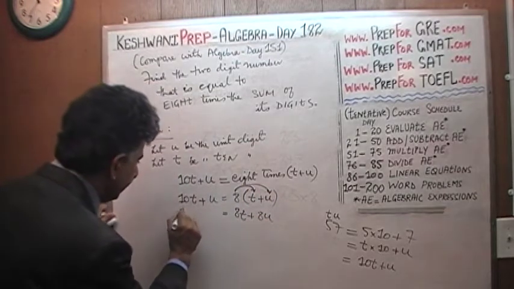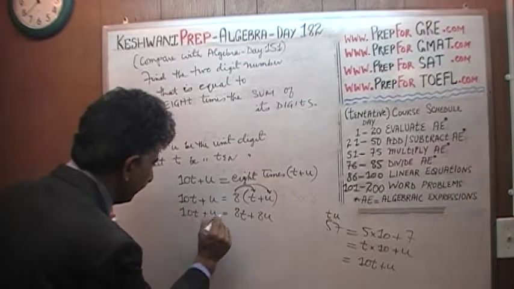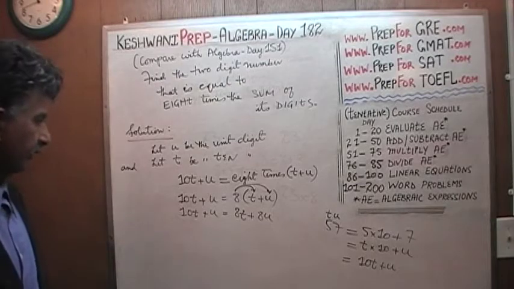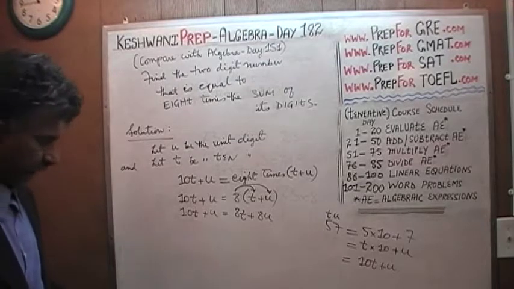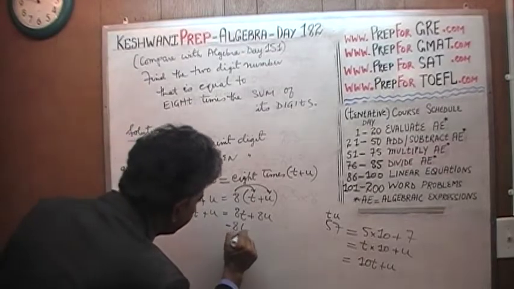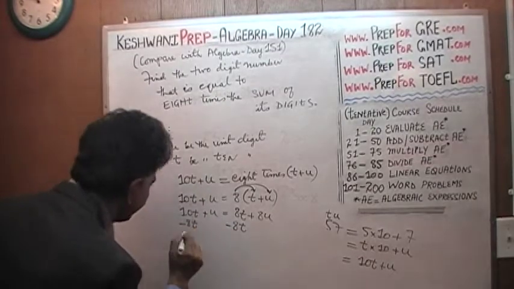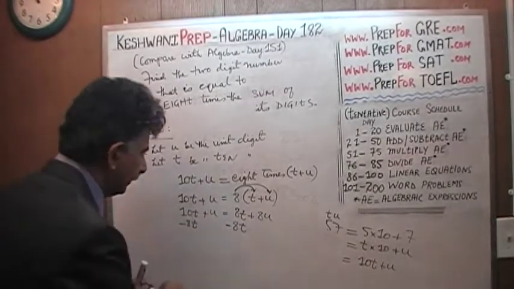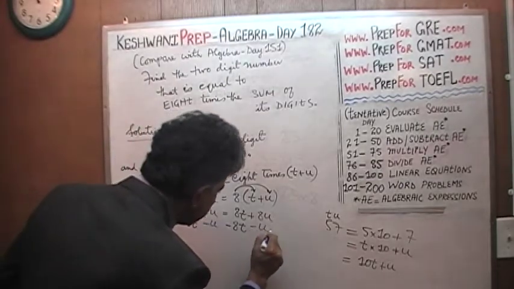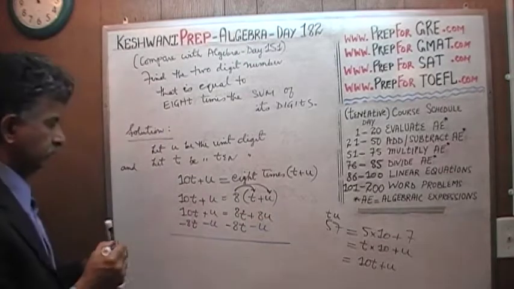Here we have 10t plus u. Bring all the t's on one side and all the u's on the other side. So let's subtract 8t from both sides. And let's subtract u from both sides of the equation.